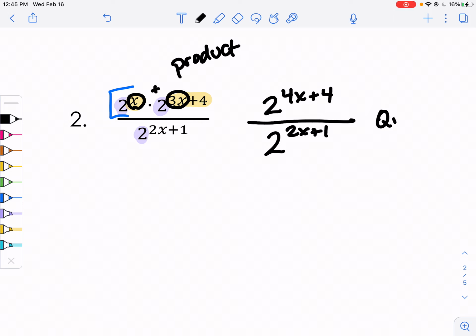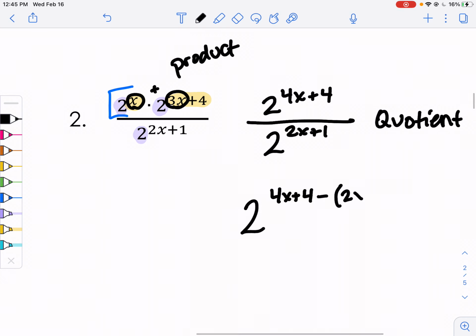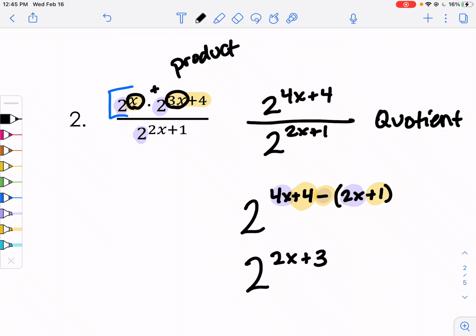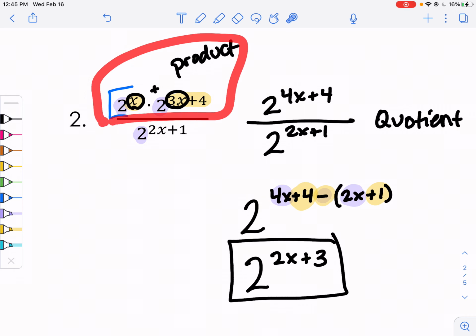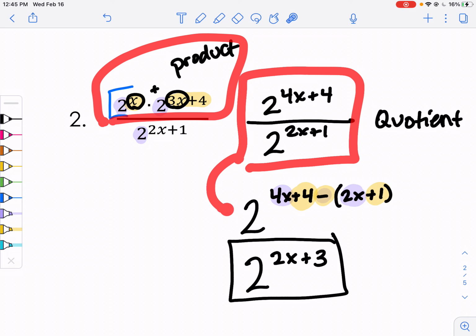Using the quotient rule, I know that we subtract them. So I have 2 to the 4x plus 4 minus 2x plus 1, right? So I have 4x minus 2x would give me 2x. And I have 4 minus 1 would give me positive 3. I don't have any negatives, so I know that this is my final answer. Right? So we use the product rule first to combine them together in this section here. And then we use the quotient rule to subtract them into this format here.